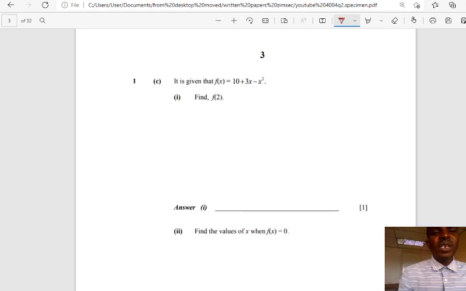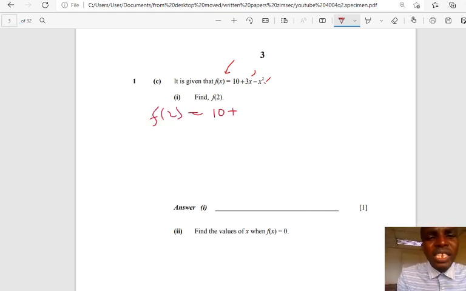Right, so on this one, as you can see, if it's f of x is equal to this one, then you have x and x here. Then it's just common sense on this one. Actually, it's common sense. So if they say f of x, then they put x. Then if they say f of 2, then it means where there's x, just put 2, just like that. So f of 2 here, it will be 10 plus 3.